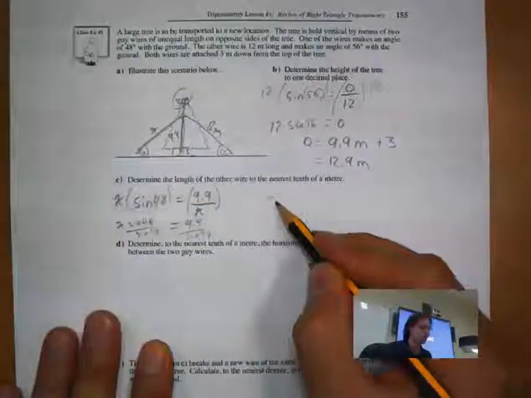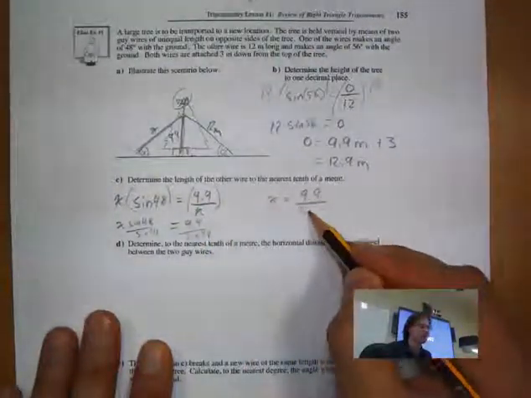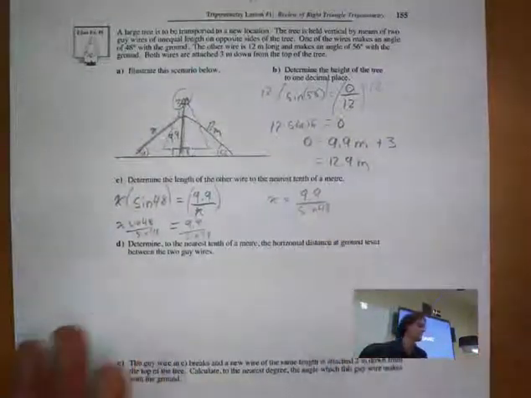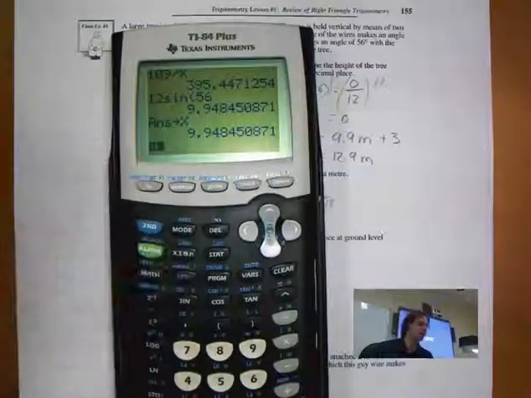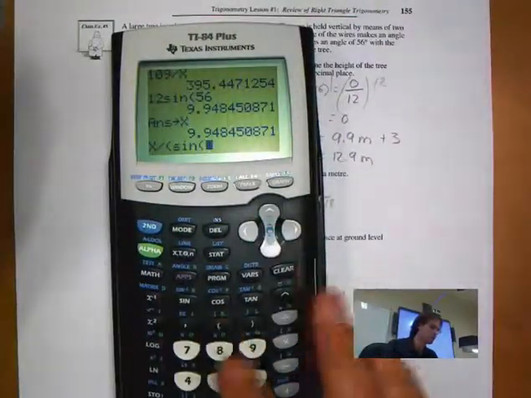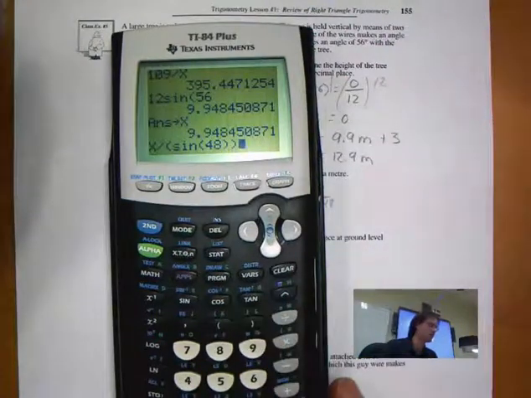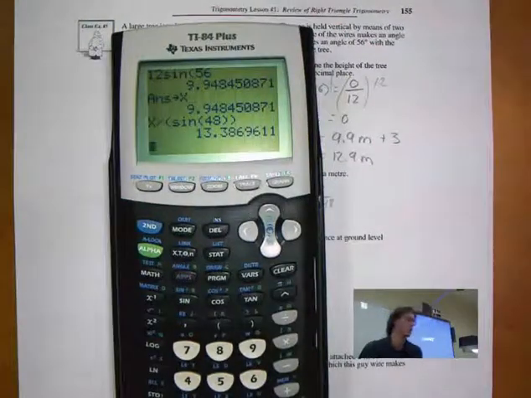So then we end up getting x is equal to 9.9 divided by sine 48. If we use our calculator here, for x divided by bracket, and I'm going to go sine 48 bracket. Because x is that value there. And I'm going to end up getting 13.3 meters.